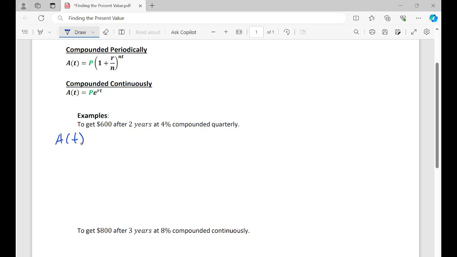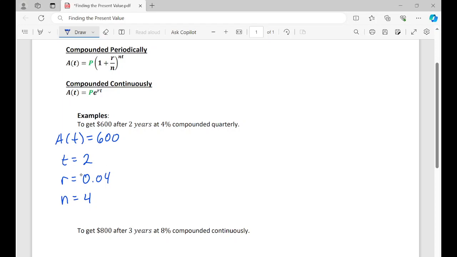So A of t is going to be my 600 because that's how much I want to get. That's my future value. My time says right there 2 years. My r says it right there, 4%, so just convert that to a decimal, 0.04. And then my compounded period is quarterly. There are 4 quarters in the year, so we say that n is 4. So it's however many times it is within a year. And I don't know what P is because that's what we're solving for.